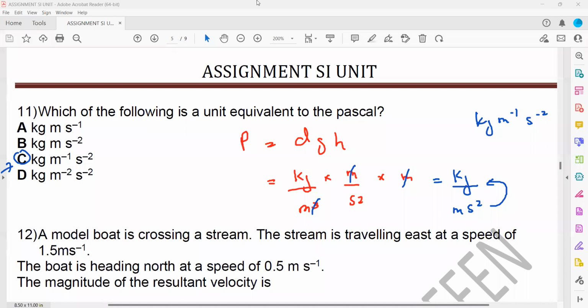What if another student used that pressure is force divided by area? Force is Newton, or kilogram meter per second square, and the area is meter square. When we simplify, the meter goes to the numerator, and we get the same answer, kilogram m minus 1 and s minus 2.